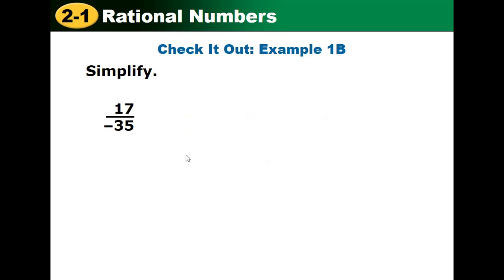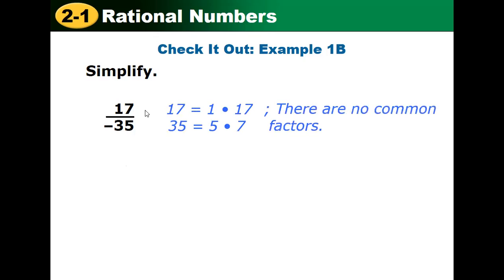Let's talk about this example. Simplify 17 over negative 35. We are going to use the same method. First, how are we going to factorize 17? It will be 1 times 17. What about 35? It will be 5 times 7. You can note that there is no common factor between the numerator and the denominator. For this reason, we are going to keep it the same.